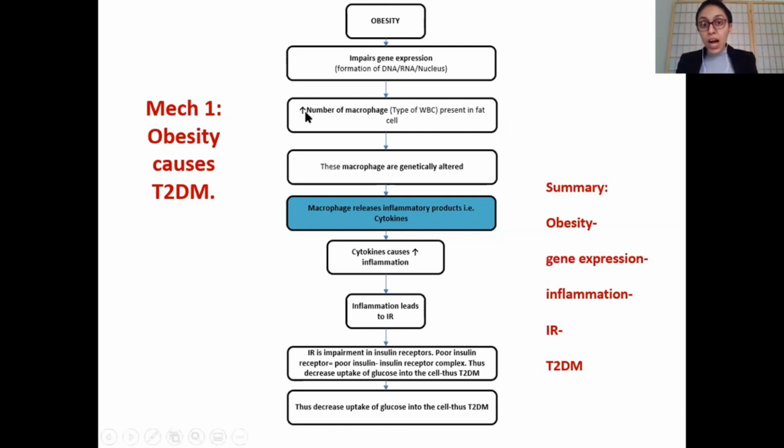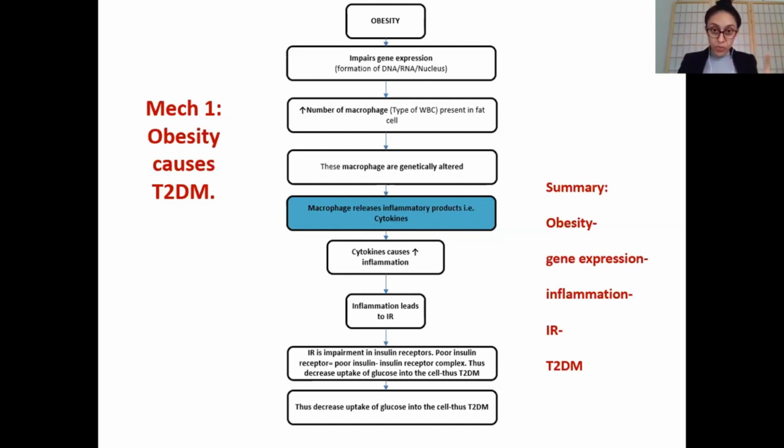Firstly, if you see over here, a high number of macrophages present in the fat cells. Okay. So yes, there are more macrophages present in the fat cells of an obese individual. And furthermore, these macrophages are genetically impaired. Okay. Why are they genetically impaired? Because obesity is a condition of subclinical inflammation. When you have chronic inflammation going on in your body, this will impair gene expression. All right. And impaired gene expression, meaning impaired immune system. When you have an impaired immune system, you have impaired macrophages which are produced. Does this all make sense?